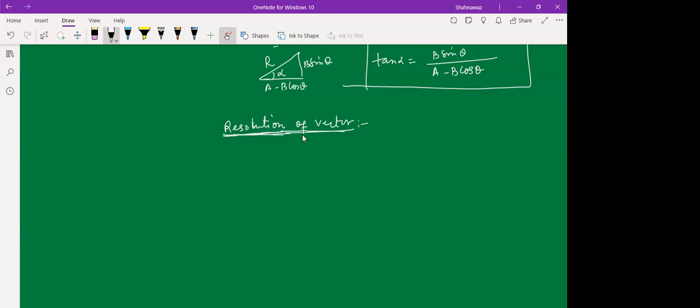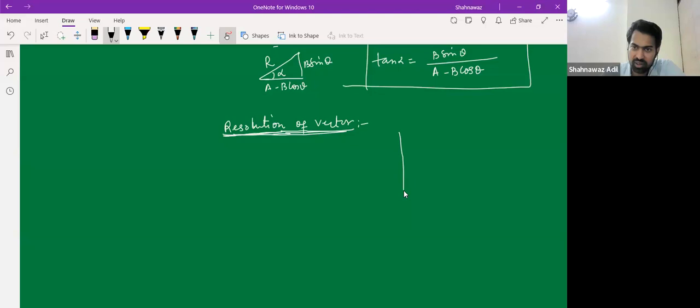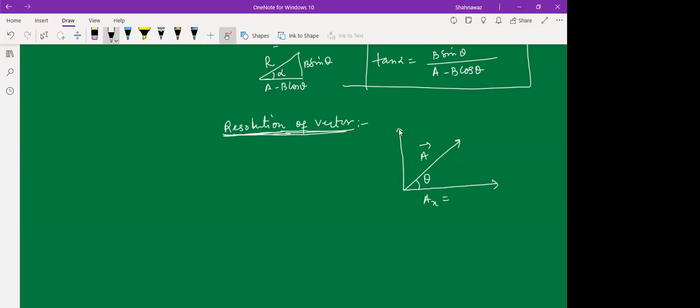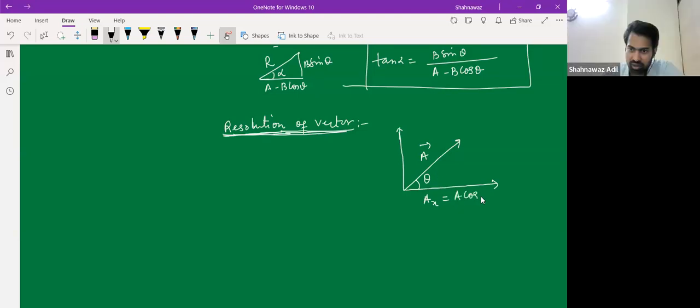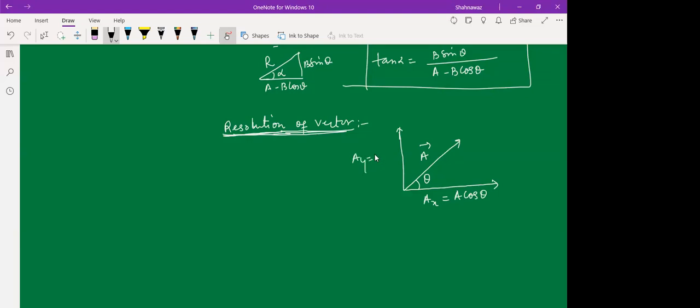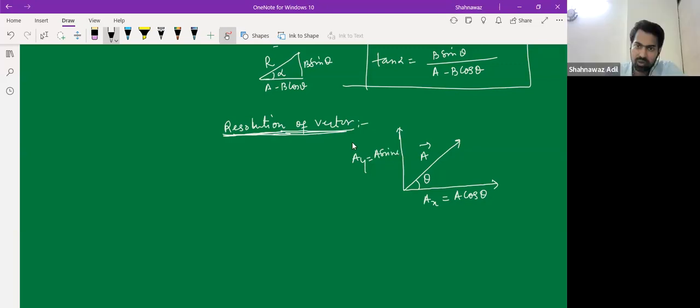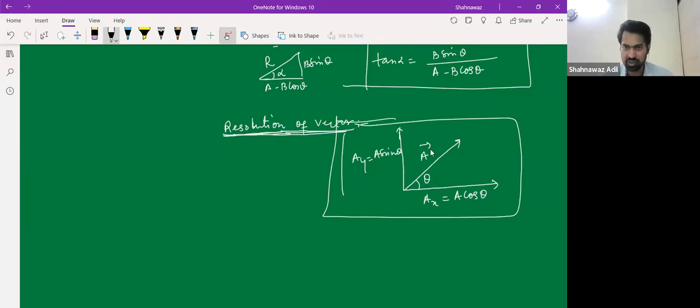Okay, so in the resolution of vectors, we learned that whenever we have some vector, we can write this in the rectangular form. In the rectangular form, we can write it as Ax, which is what? A cos theta. And this is Ay. This is what? A sin theta. So this was the resolution of vectors in a plane, in 2 dimensions. We have x and y coordinates only, right? This is the resolution of a vector in a plane.